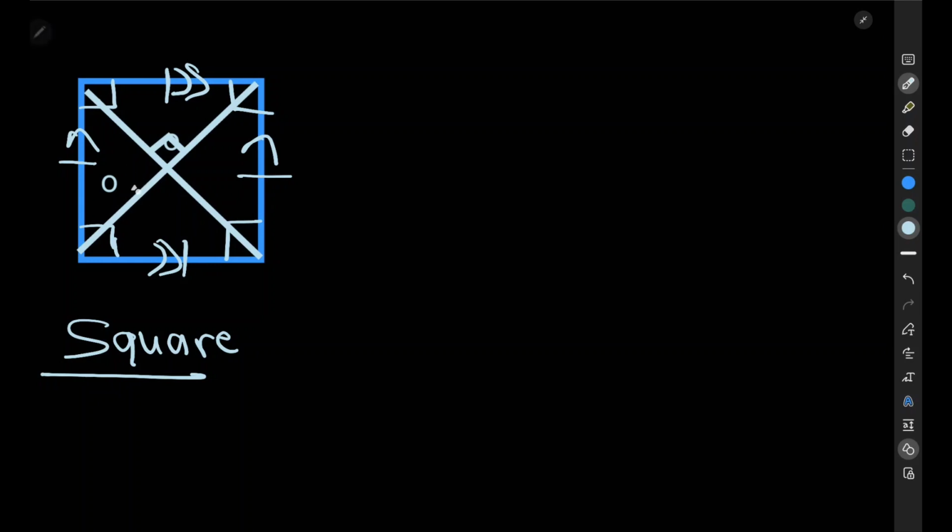We know that the diagonals bisect each other equally, meaning that this side is equal to this side is equal to that side as well. So all sides are equal. So those are all the properties of a square. Okay, it's one of the most unique ones. I don't think anyone can miss this one.